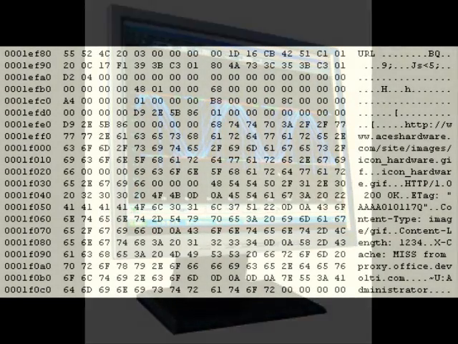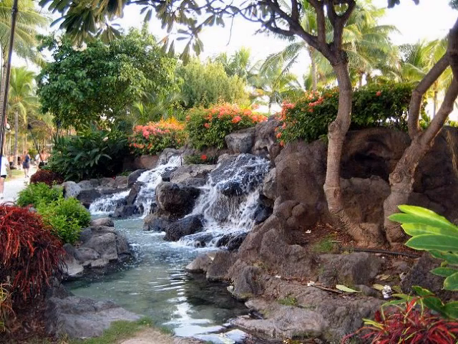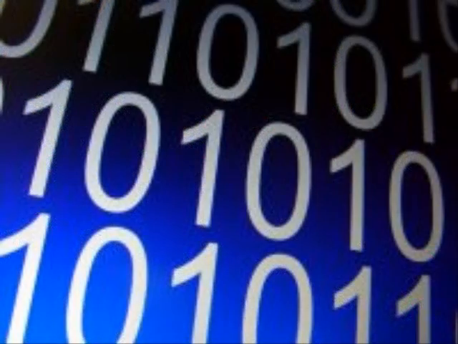Data can be almost anything. It can be numbers, text, sound, and pictures. All of the tiny dots called pixels that make up this picture are stored in the computer as numbers. This entire show is represented by a series of numbers.